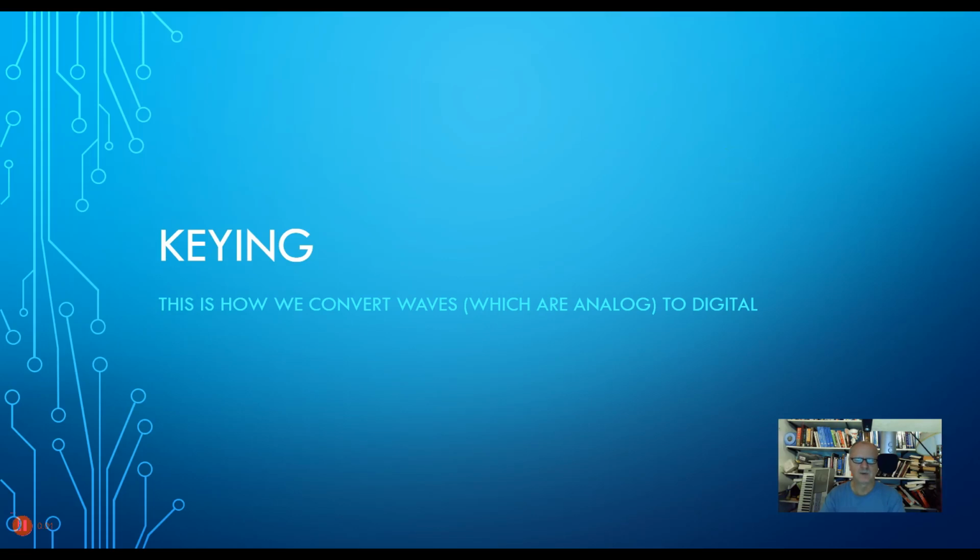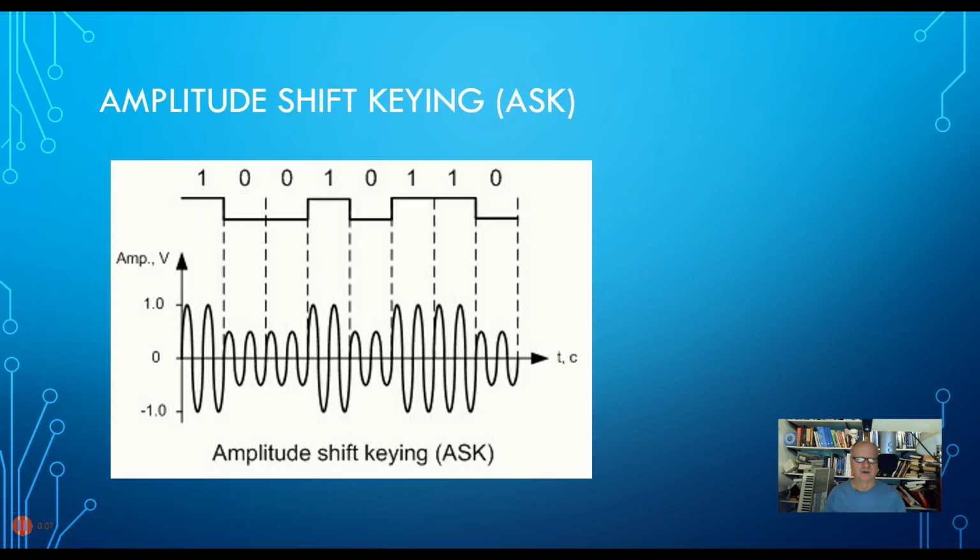Keying has to do with how we convert waves from analog to digital. So let's talk about ways that we can do that. One is called amplitude shift keying. In this case, what I've got is a high amplitude represents 1 and a lower amplitude, or none at all, represents 0. Very simple system.